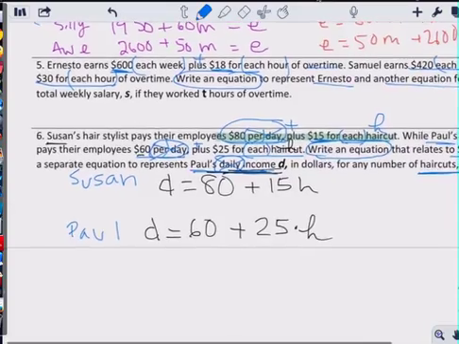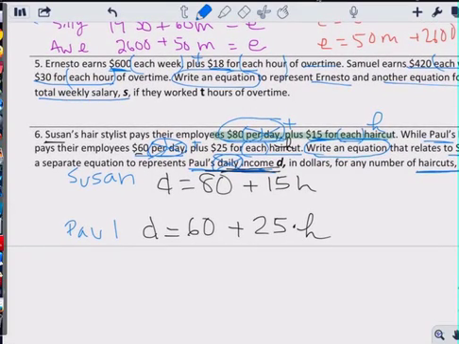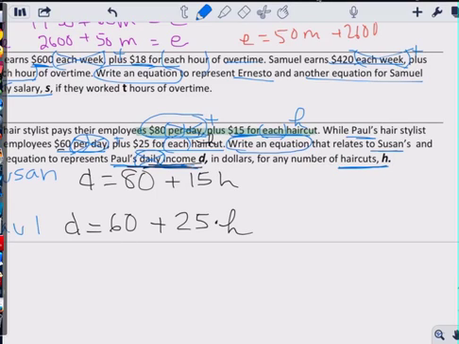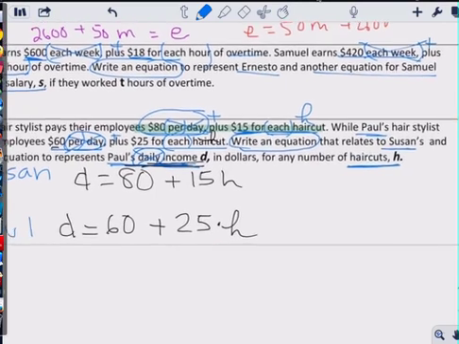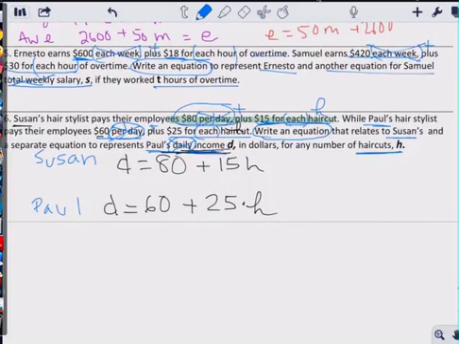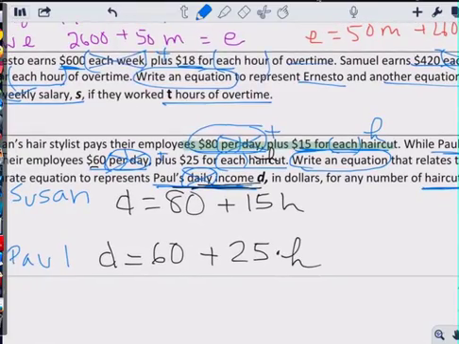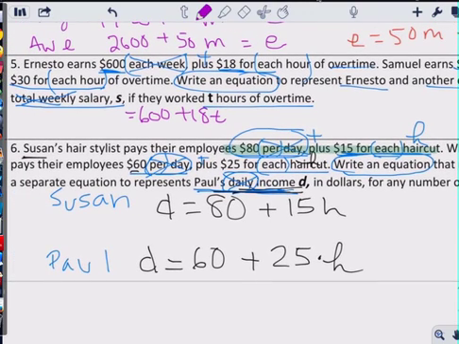For Ernesto's total weekly salary, so total weekly salary, S. We're wanting weekly salary, so therefore I'm going to cross out each week because we don't need that, because the answer's already going to be in weeks. And T for hours of overtime. So that gives me 600 plus $18 each hour of overtime, so times T per hour of overtime. That is equal to Ernesto's salary.